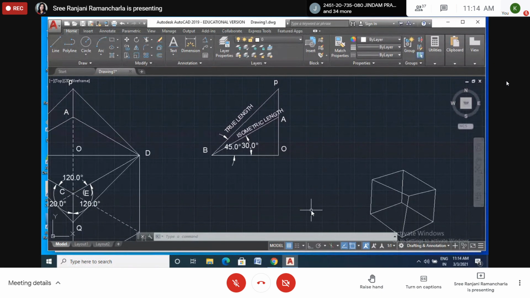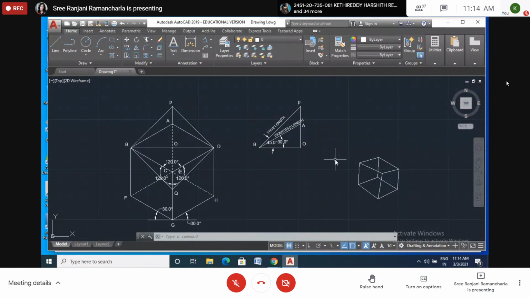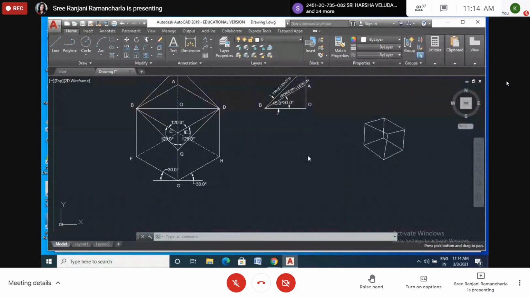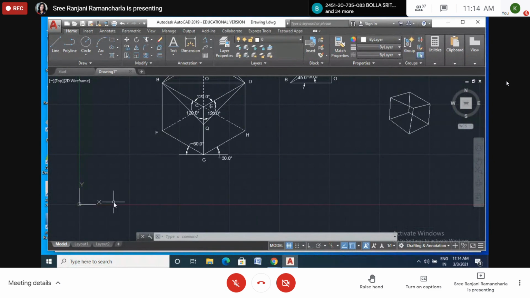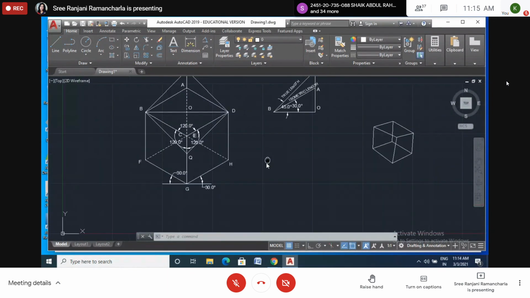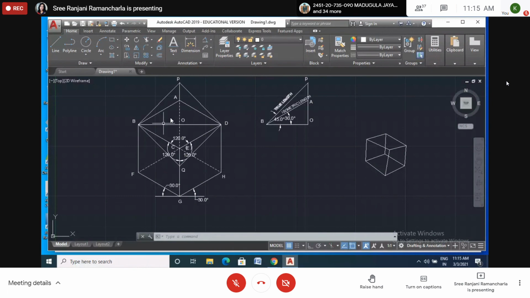Now, is it clear, all of you? Is it clear? Please let me know, ma'am. Is it clear or not? Yes or no? Is it clear, all of you? Please don't remember this one. I just explained what is the isometric.